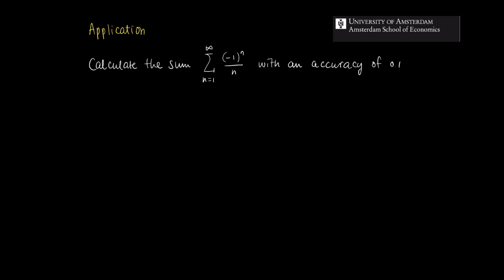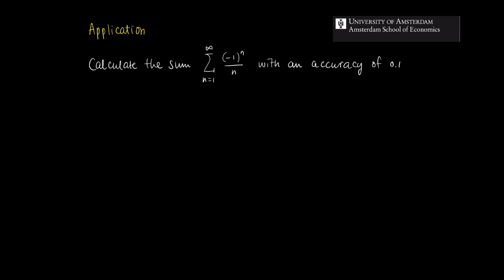Here we will see an application of the alternating series theorem. So the problem that we are faced with is calculating the sum, which is the sum for n equals 1 to infinity of (-1)^n divided by n. We should calculate this sum with an accuracy of 0.1, 1 over 10.